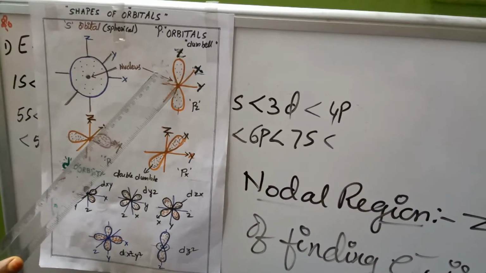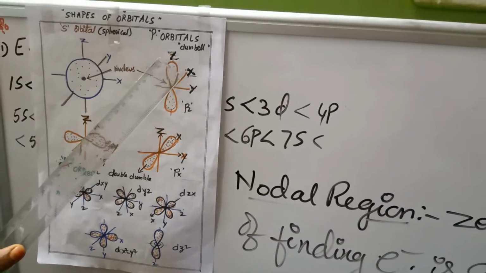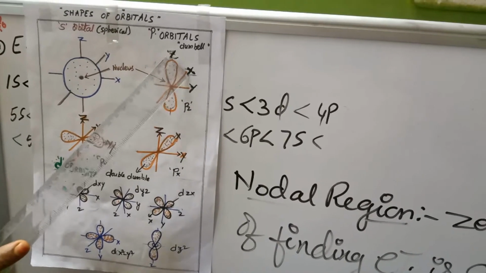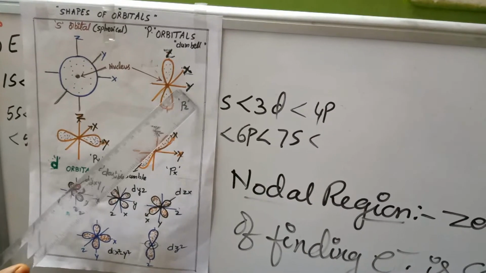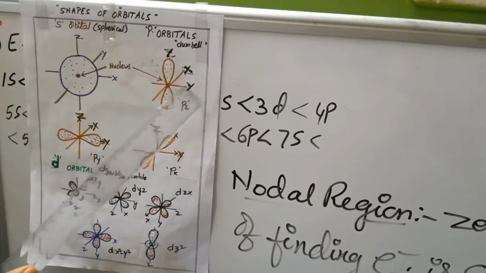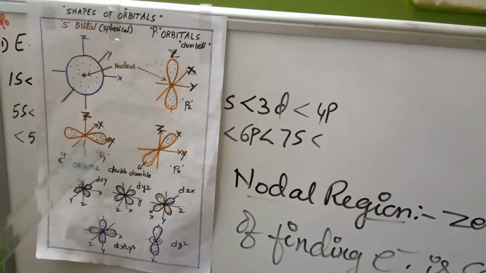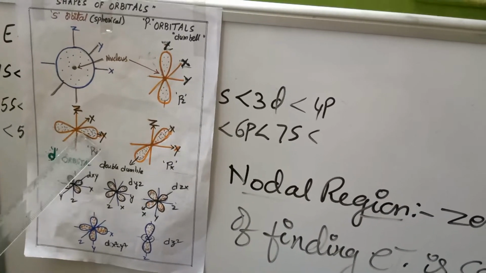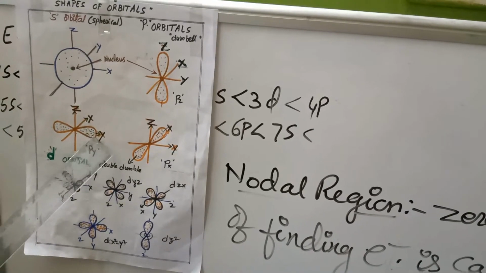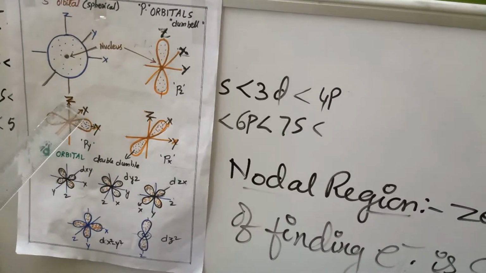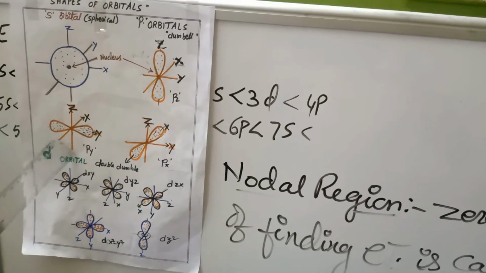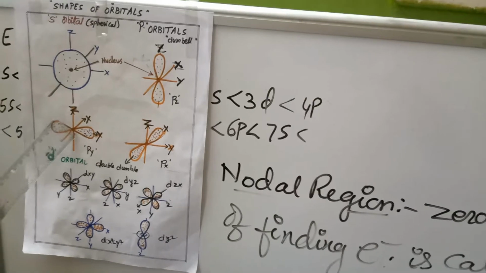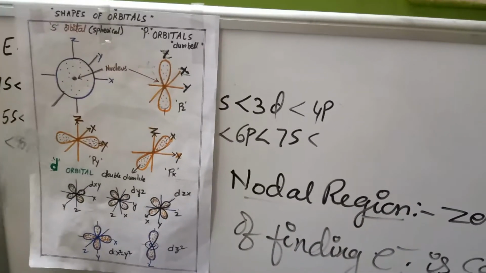See, in this pz orbital we find the x-axis and y-axis have no electron cloud, so there is no electron density. So here we are able to find the nodal region. When the py orbital lies along the y-axis, at that time the x and z axes do not have any electron density. So here we find nodal regions, meaning zero probability of finding the electron.